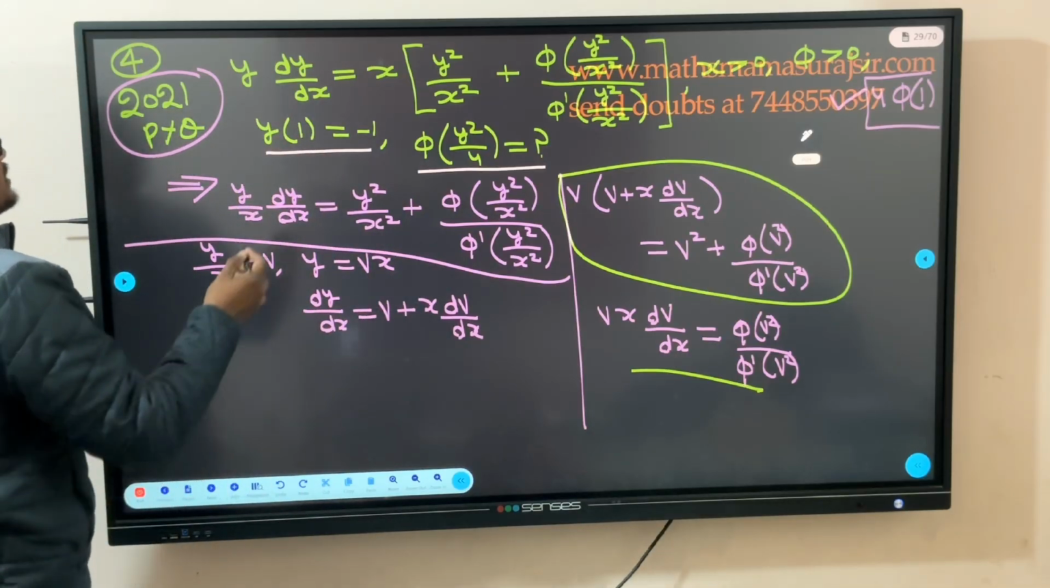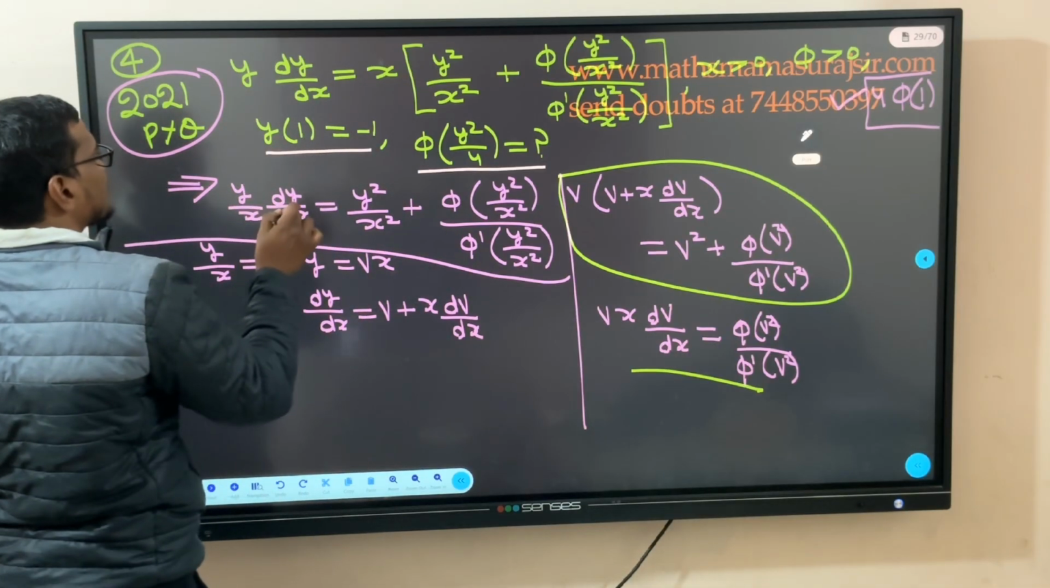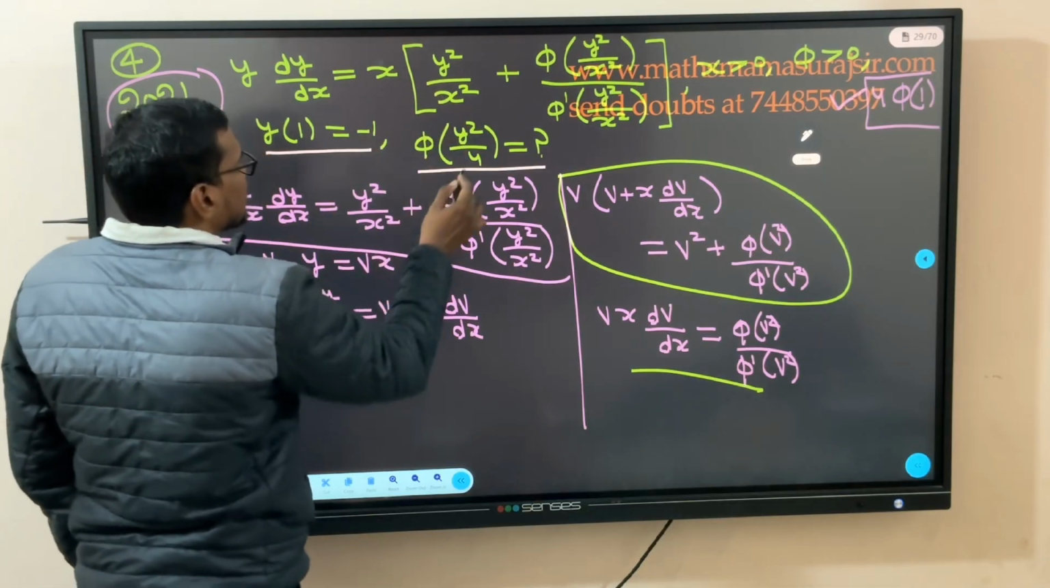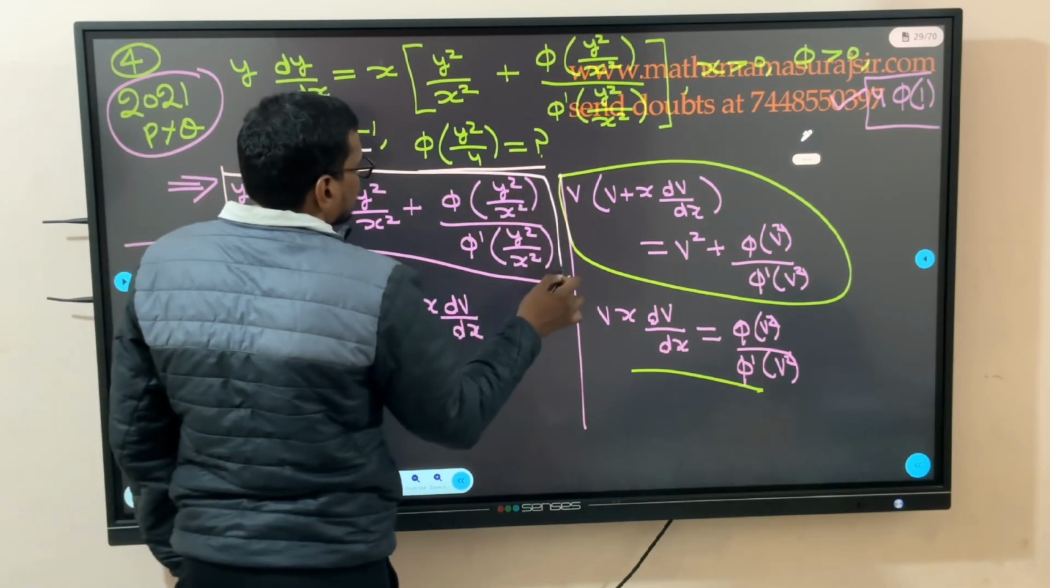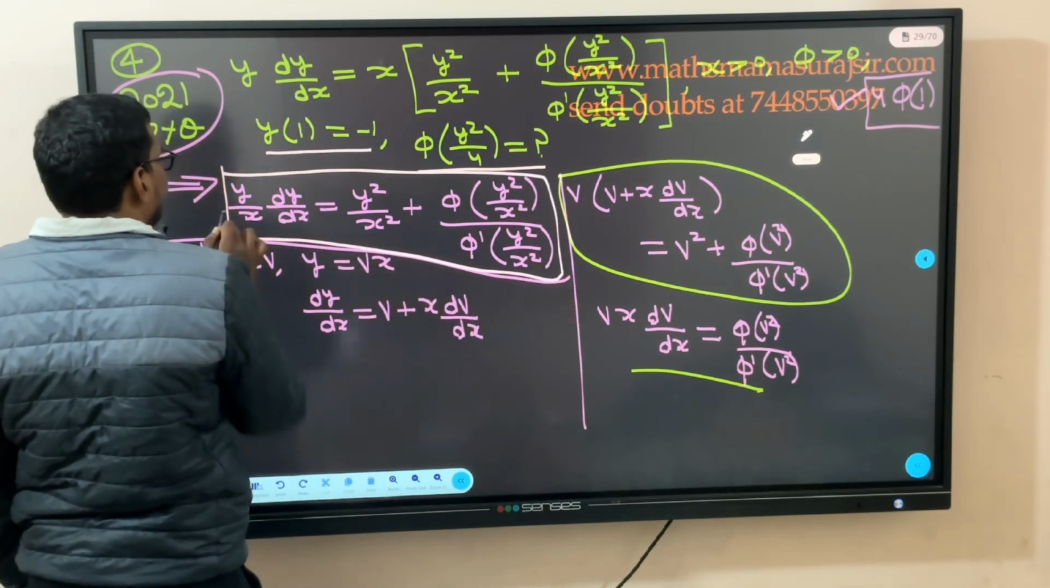Okay. So here we are dividing by x. We got y by x dy by dx. Here y square by x square plus phi of all this. We are getting this thing. Yes or no? We are getting this thing.